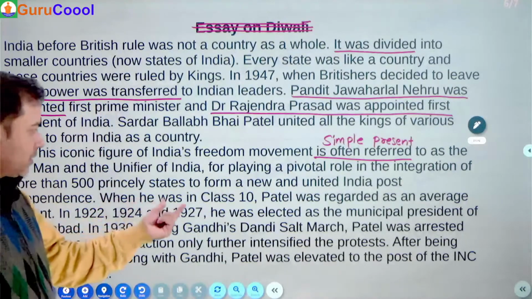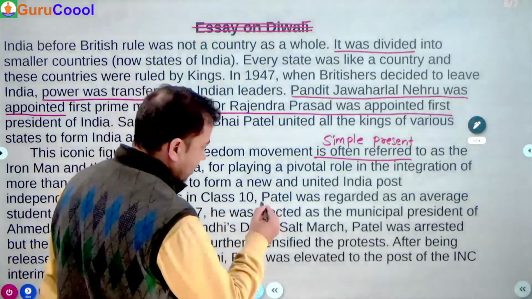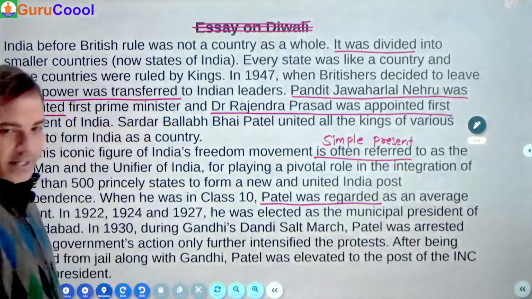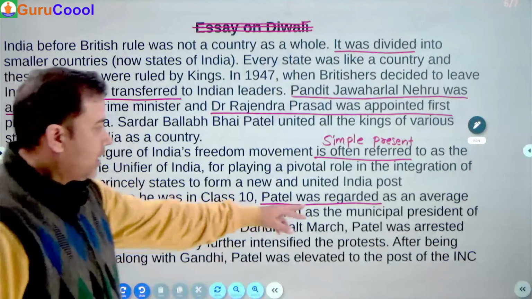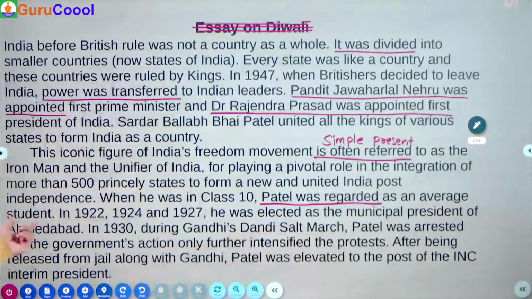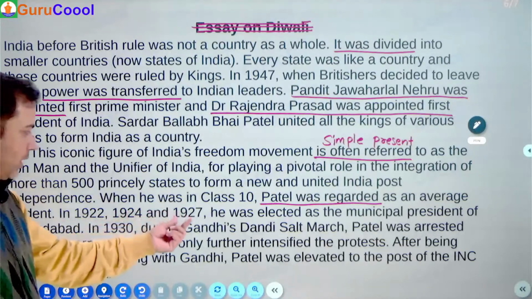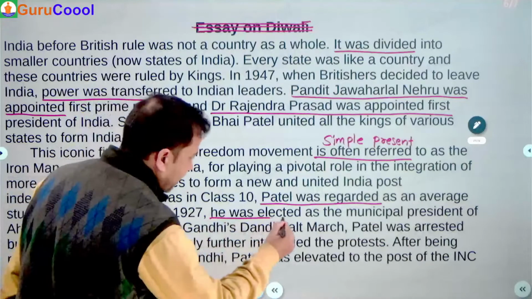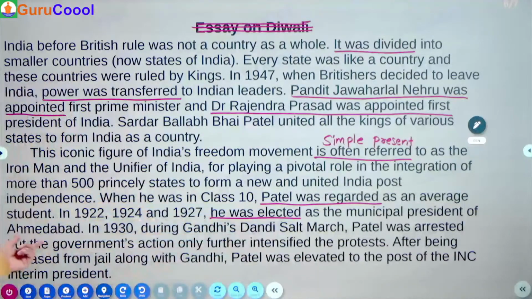When he was in class 10, Patel was regarded. Oh, that's the sentence. Okay, Palak, I found it here. Yes, Patel was regarded. Very good. Regarded as an average student. In 1922, 1924 and 1927, he was elected, correct. He was elected as the municipal president of Ahmedabad.